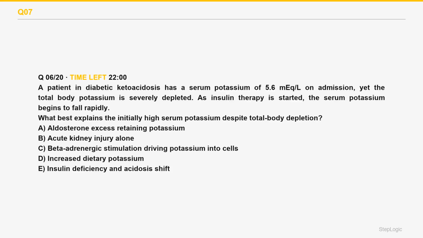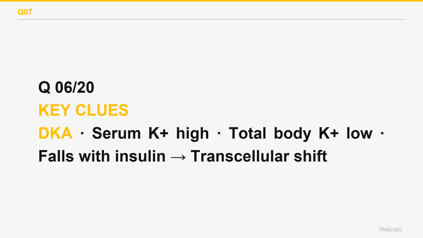What best explains the initially high serum potassium despite total body depletion? A patient in diabetic ketoacidosis has a serum potassium of 5.6 on admission, yet the total body potassium is severely depleted. As insulin therapy is started, the serum potassium begins to fall rapidly. Read the command. Explain the high serum potassium despite total body depletion. DKA with paradoxically high serum potassium that falls with insulin: transcellular shift. This is the classic potassium paradox of DKA.